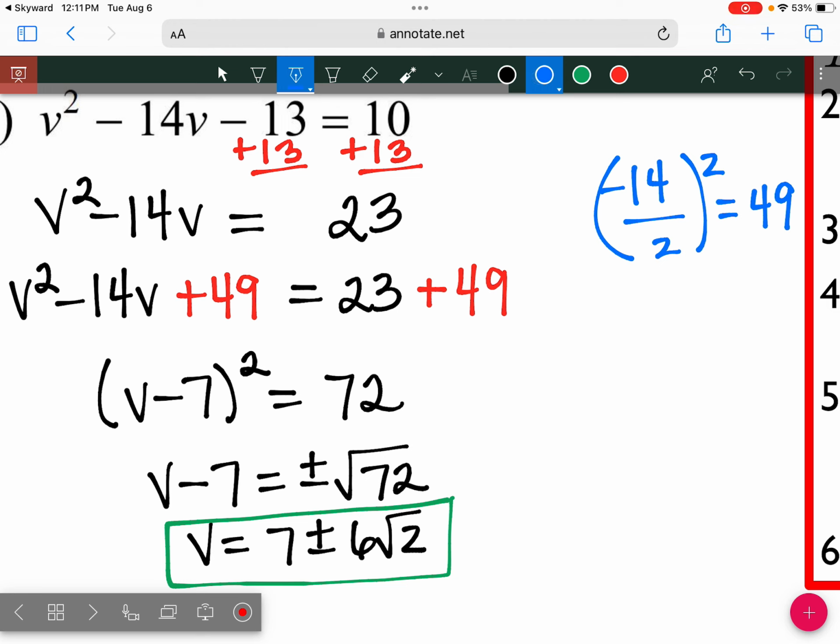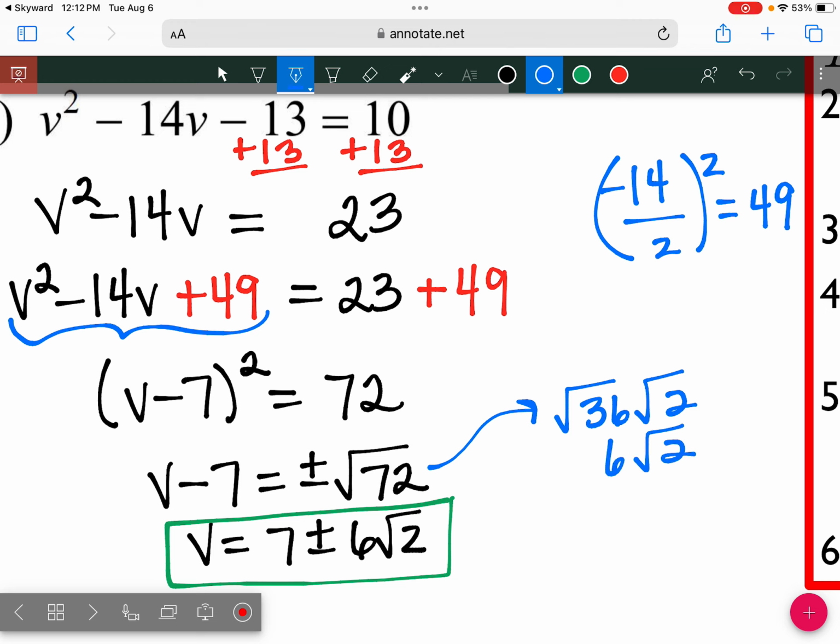So now we're going to factor this down. This factors down to b minus 7 times b minus 7, which is b minus 7 squared. 23 plus 49 is 72. I didn't show this part here, but 72 breaks apart to 36 times 2, which becomes 6 root 2. So my last step would be to just add that 7. And then that would give us 7 plus or minus 6 root 2.